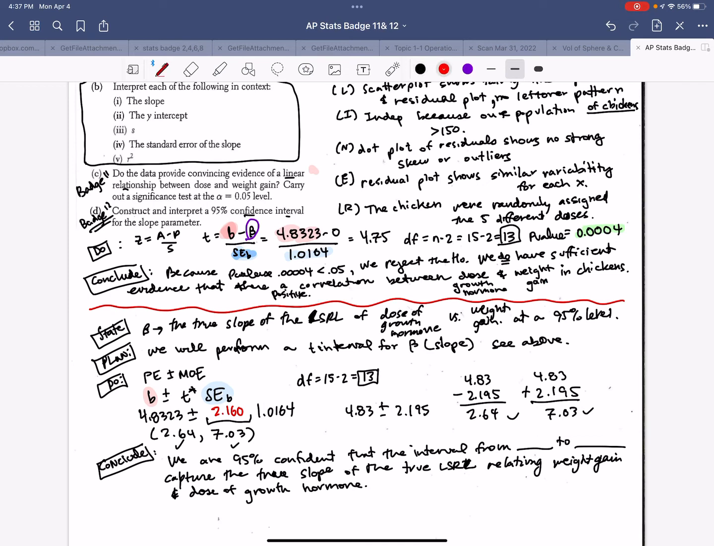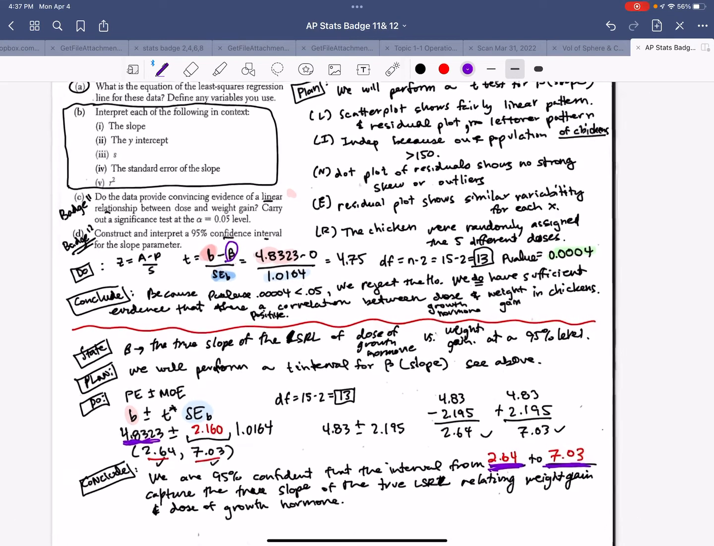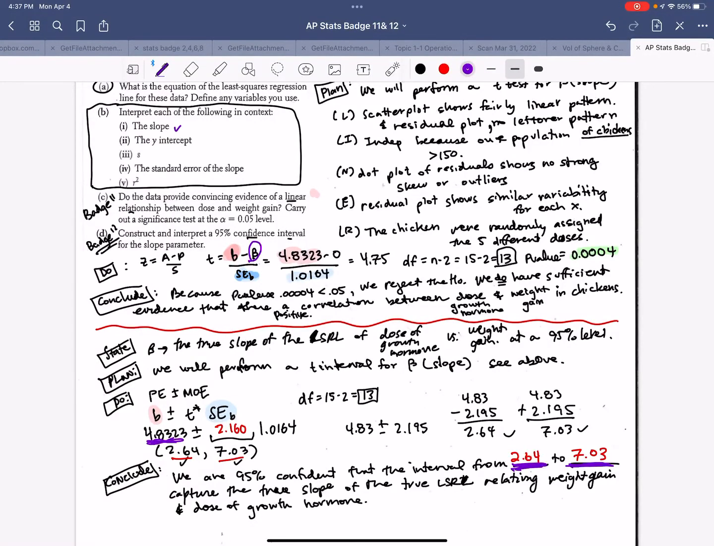So let's put in these numbers. We got this number, 2.64, this number, 7.03. So what does that mean? Well, it looks like they're all positive, right? So it does look like we came up with a number and we can say we have sufficient evidence to say that there is a correlation here. And in fact, we have even more information. We're not sure exactly what it is. We think that it's somewhere close to 4.8, but it could be anywhere from 2.6 to 7.3.